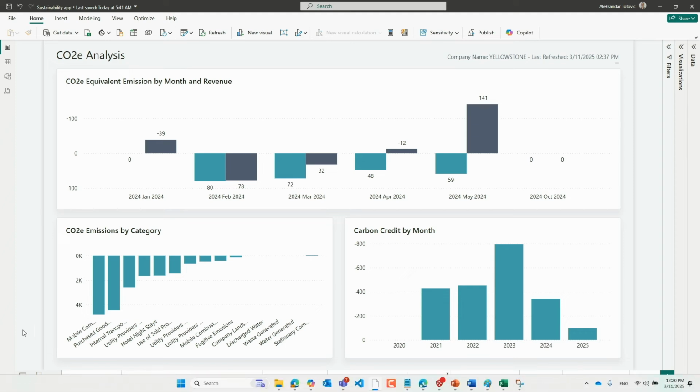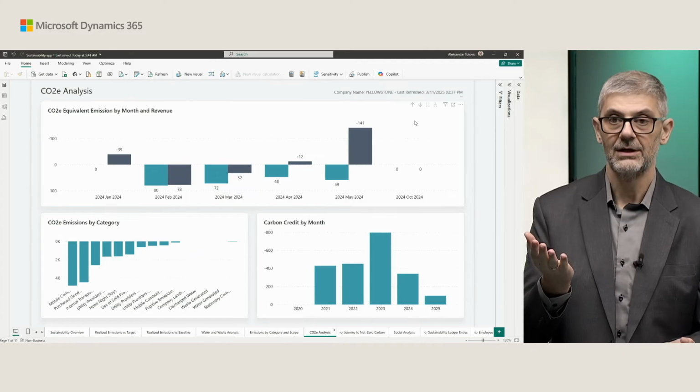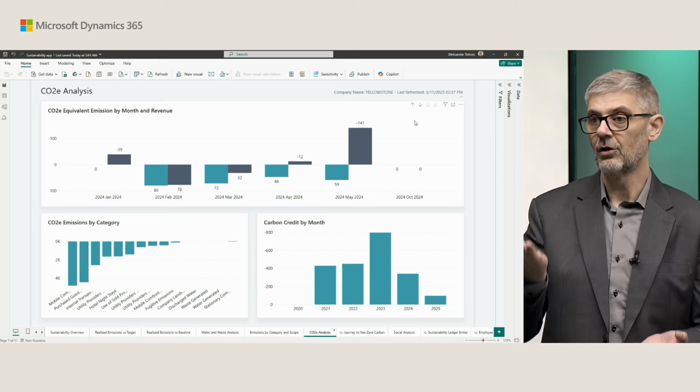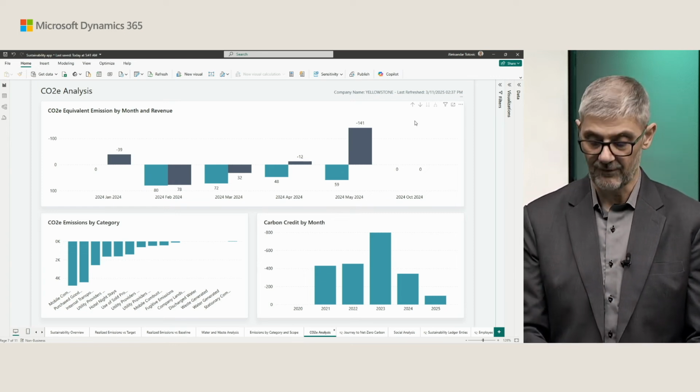This is carbon equivalent emission by category, and carbon credit by month, because carbon credit is important if you are purchasing carbon credit, so you can measure how many credits you bought per month. And this one is really good to compare your emissions versus your revenue. This is important because it can show an impact if you are increasing your carbon emissions directly with the growth of revenue or you are saving, so it can give you some additional valuable information about your emissions.